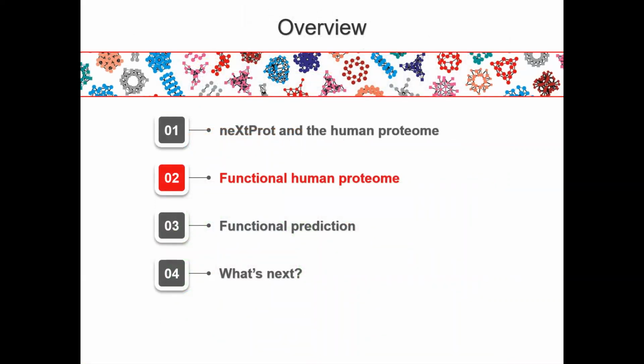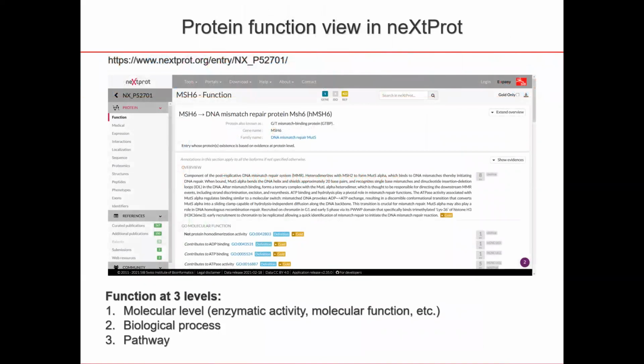What do we know about the function of these human proteins? In nextProt, we have this information in the protein function view. So I've shown here the example for MSH6, which is a DNA mismatch repair protein. And we provide information about function at 3 different levels. At the molecular level, for example, if it's an enzyme, what biological processes it's involved in, and what pathways it is in.